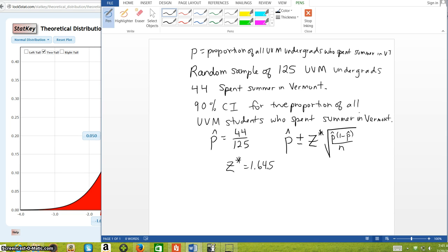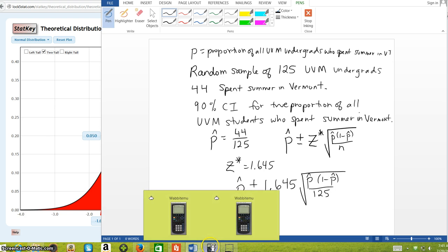So now our confidence interval is going to look like this. It's going to be my p hat plus and minus 1.645 times the square root of p hat times 1 minus p hat divided by our sample size, 125. Now, I can calculate my p hat.